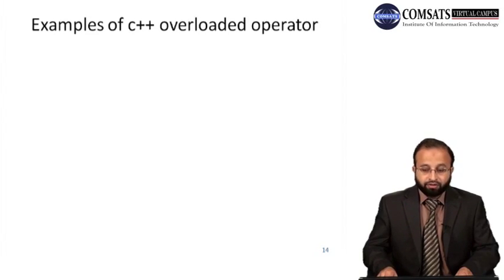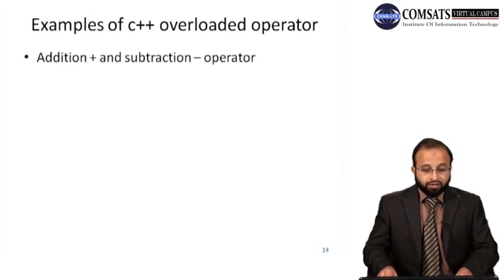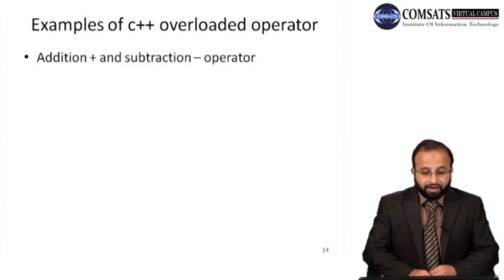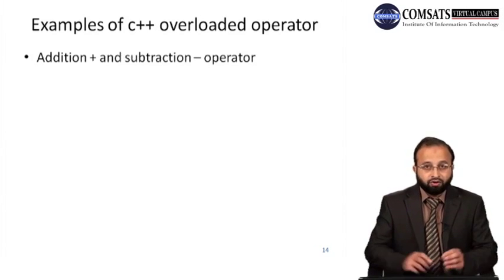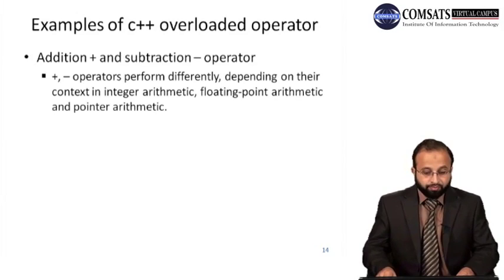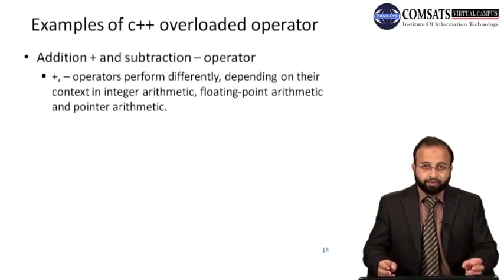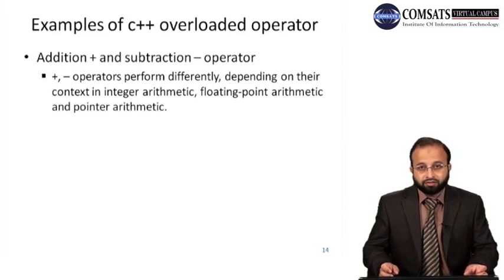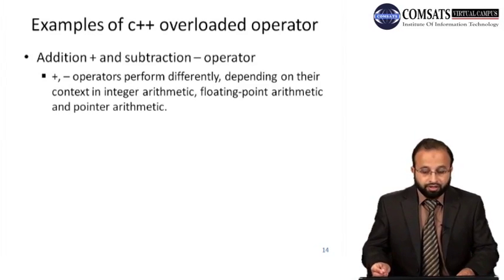Example of C++ overloaded operators, we have used these operators many times. So addition, that is the plus operator, and subtraction, the minus operator, they are overloaded operators. How? The plus and minus operators perform differently. Well, the plus operator adds two things, and the minus operator subtracts two things, but depending upon the context: integer arithmetic, floating point arithmetic, and pointer arithmetic.